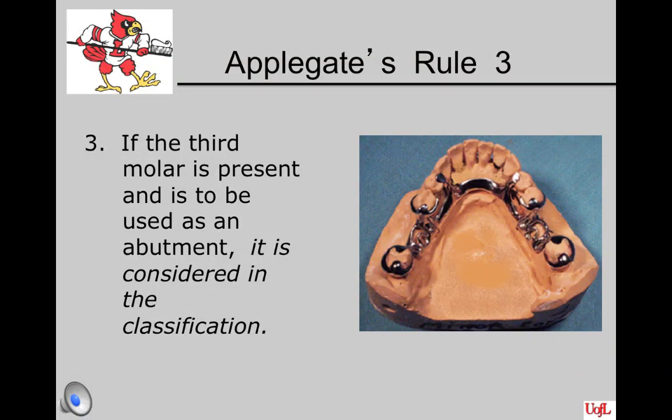Rule 3. If the third molar is present and is to be used as an abutment, it is considered in the classification. This is an example of where it is used. You can see the prosthesis where they've been used as abutments, so they are considered in the classification.